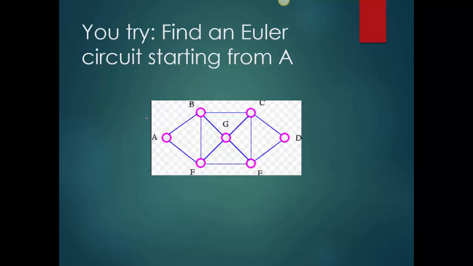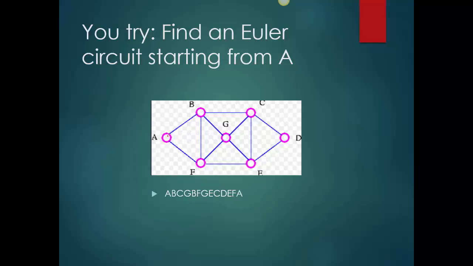Okay, so you try. Here's one more graph. I want you to find an Euler circuit, just one this time, and I want you to start from A. Again, I know I'm going to have multiple answers. I'll show you a few, so hopefully you've stopped and you've done this. If not, stop it and do it, and then come back and let's look at it together.